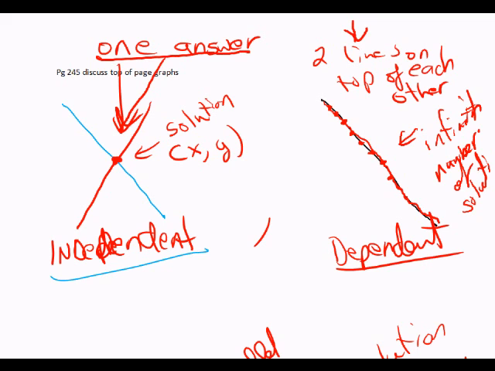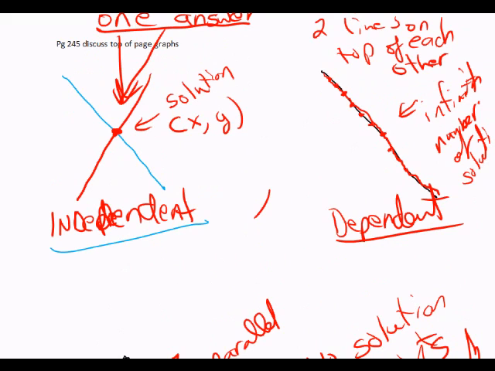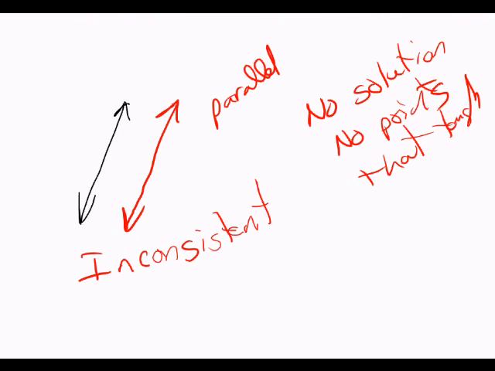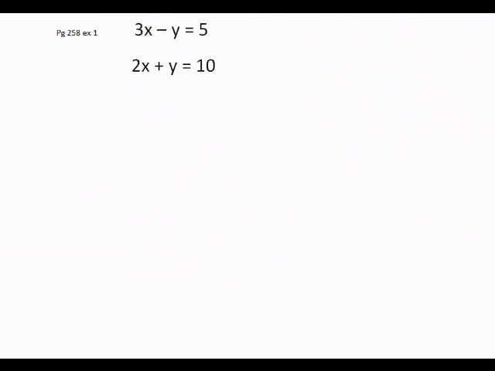You're going to have a couple of pictures, and they're going to ask you, are these independent, dependent, or inconsistent? So you need to know which are which. Independent, there's one answer. It's just two lines that cross at one point. Dependent lines are two lines that are on top of each other. In other words, it looks like it's just one line, but it's really two lines, one on top of the other. And then inconsistent is when you have two lines that never touch. Parallel lines will never touch each other. We okay with that?